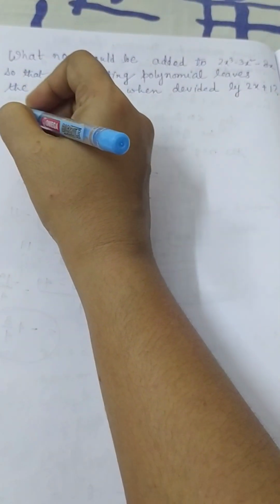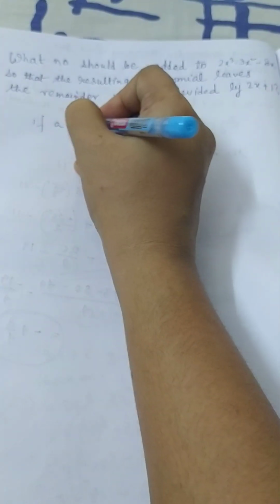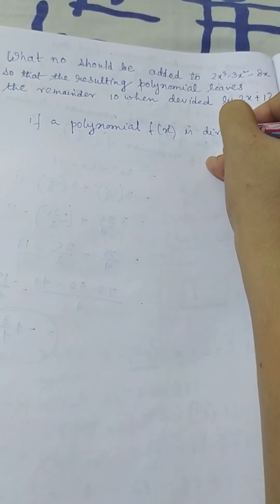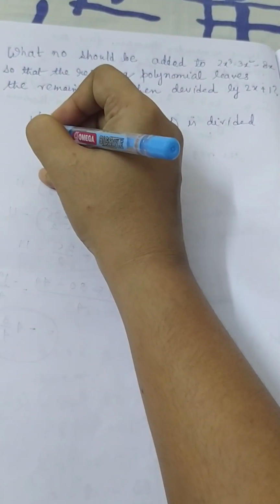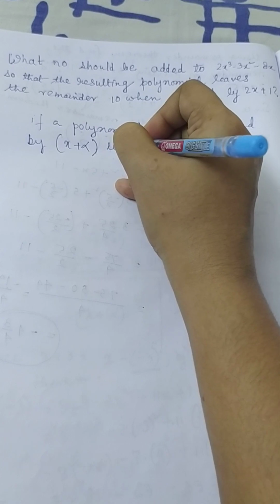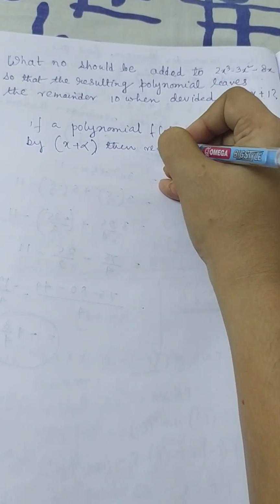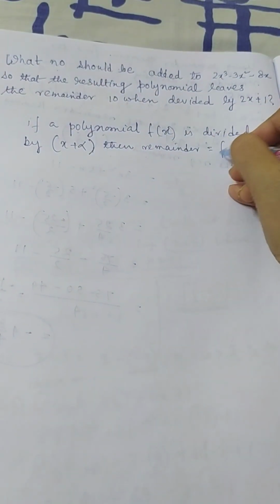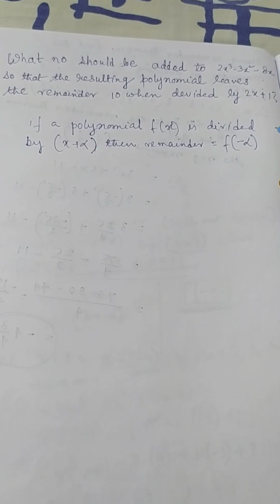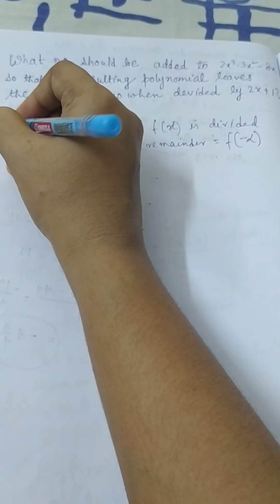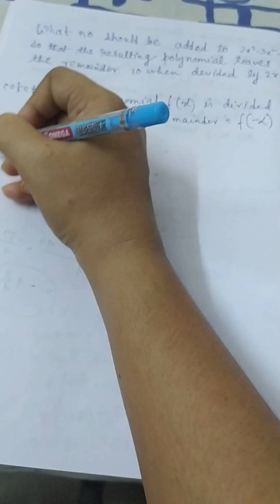The first corollary was: if a polynomial f(x) is divided by x plus alpha, then the remainder is equal to f(minus alpha).